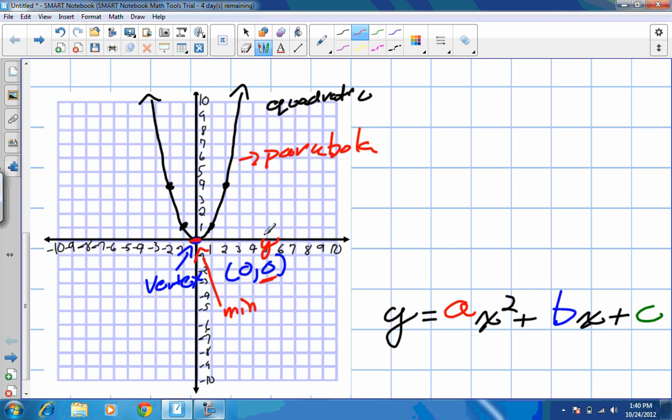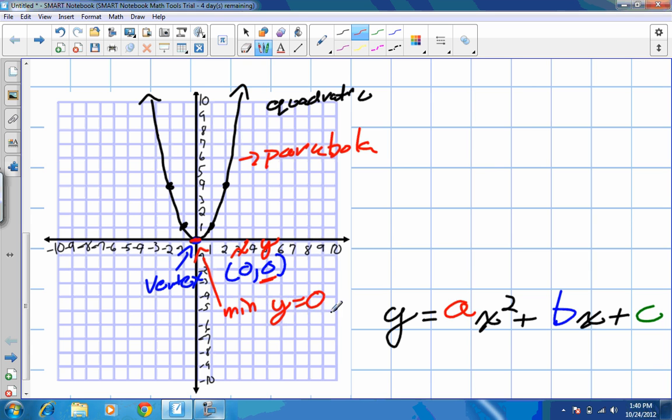Yeah, not 0, 0, just 0. So the minimum would be y is equal to 0. That would be the lowest point that this graph would hit. Everything else would be above that. Now the vertex tells you that. The y value of the vertex is the minimum.